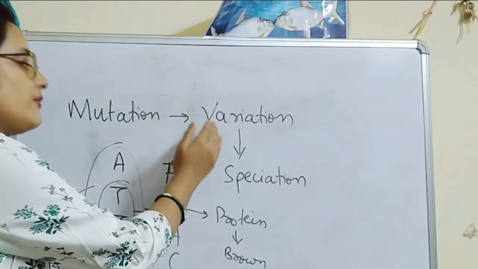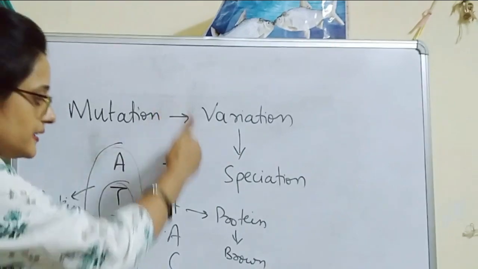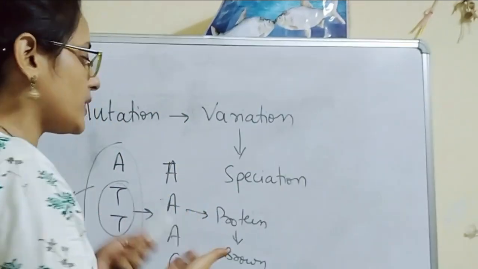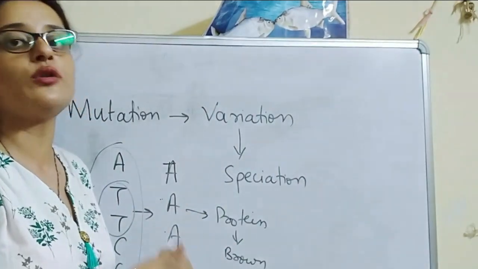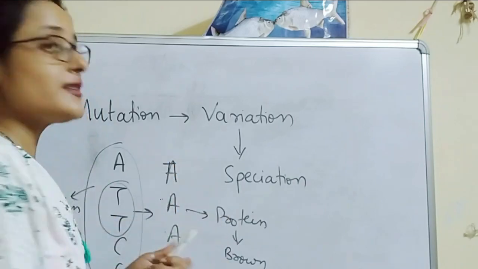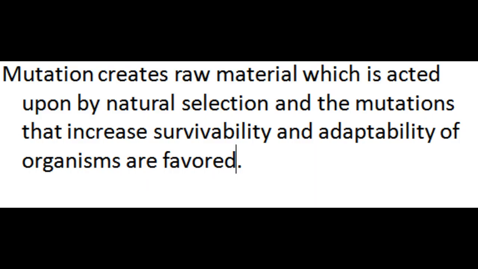What is variation? Variation is difference in DNA sequence from that of the original one. That is, new types of proteins or new types of alleles or new types of genes are produced in these cases, which give us different phenotypic results. Thus, mutation is the raw material upon which natural selection acts, and mutations which increase the survival chances and help human beings to adapt better are selected and passed on to the next generation.